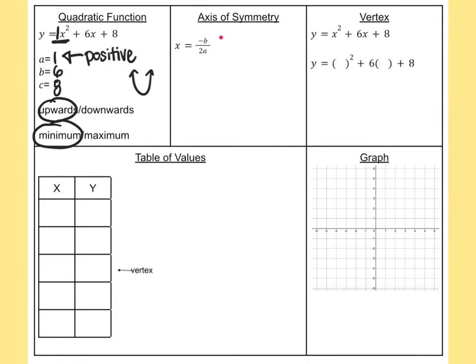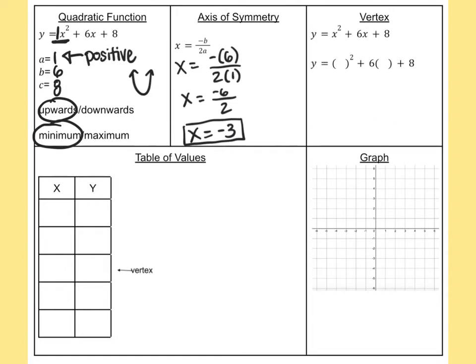Next, we're going to move on to the axis of symmetry. We will use this formula here to help us find the axis of symmetry. So negative, in this case our b is 6, divided by 2 times the a is 1. So then we will solve this. We'll have -6 divided by 2 times 1 is 2. So the equation for the axis of symmetry is x equals -3.